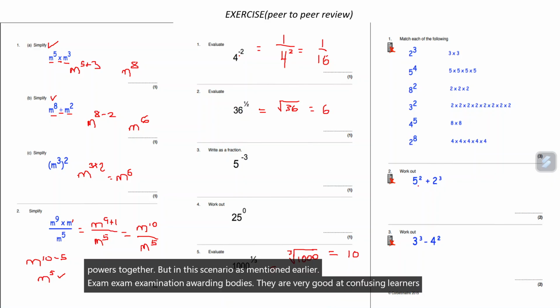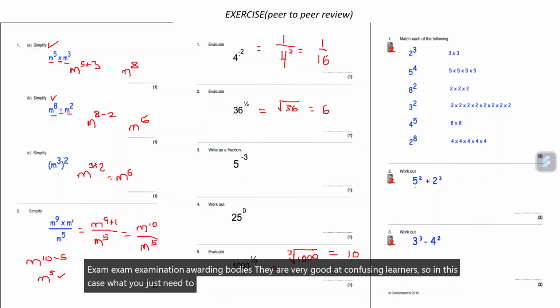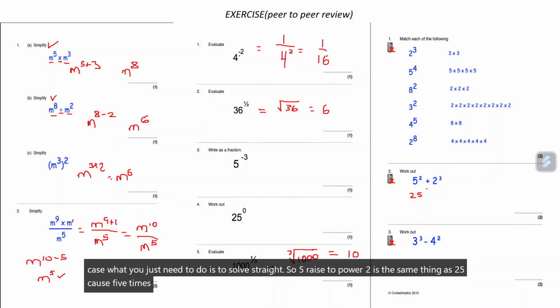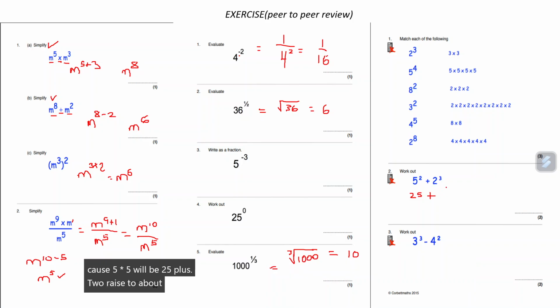So in this case, what you just need to do is to solve straight. So 5 raised to power 2 is the same thing as 25, because 5 times 5 is 25, plus 2 raised to power 3, which means 2 times 2 times 2. So 2 times 2 is 4. 4 times 2 is 8.